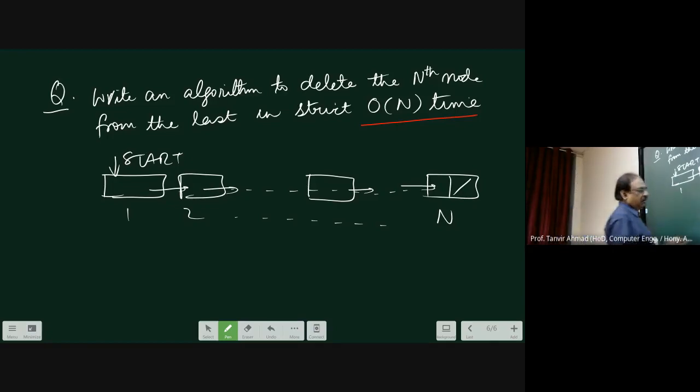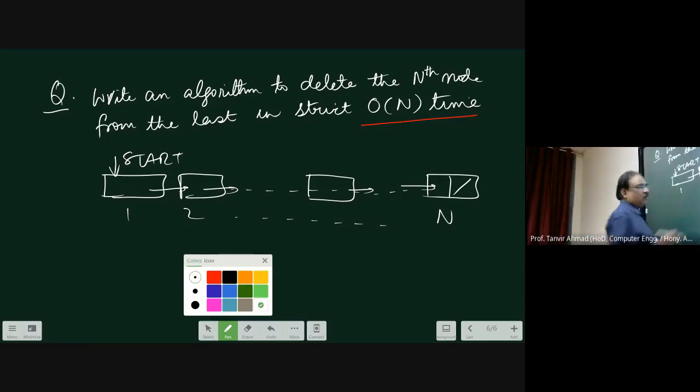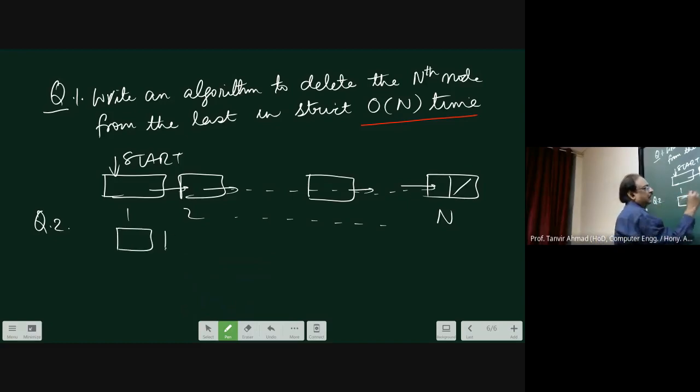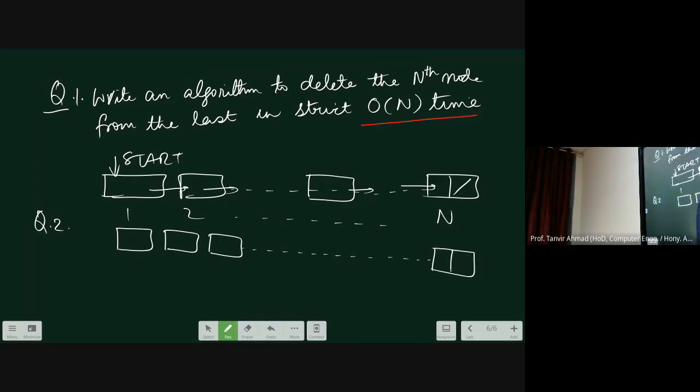Okay. Now tomorrow I'll give you some more questions. Practice so that you can do this. Now let me give you one more today only. I will discuss the solution tomorrow. There is a linked list like this, which might contain, say, n number of nodes.